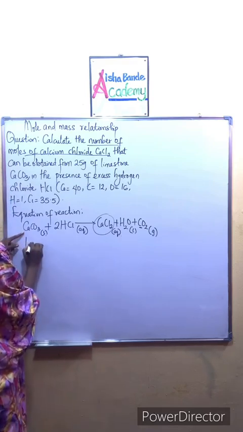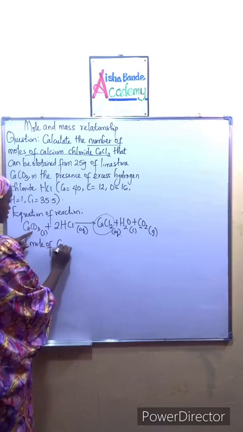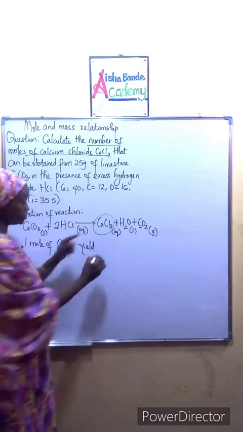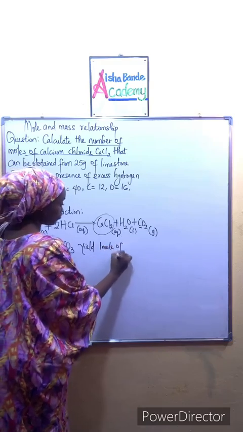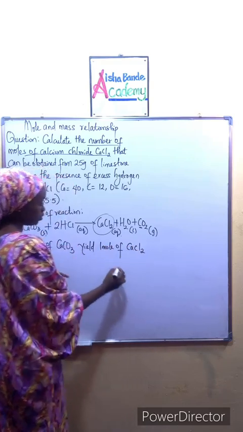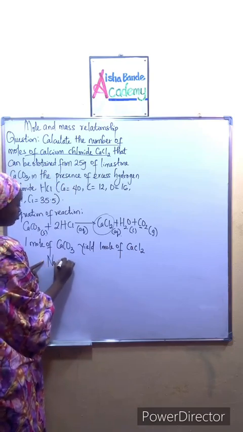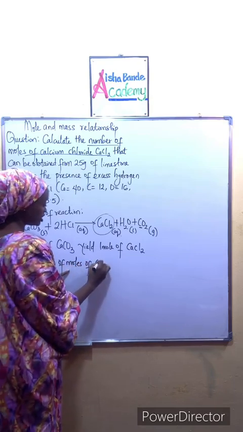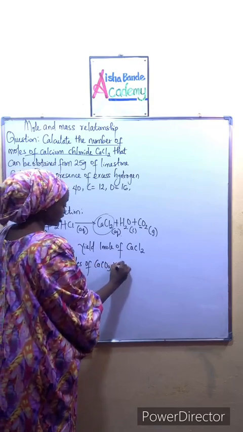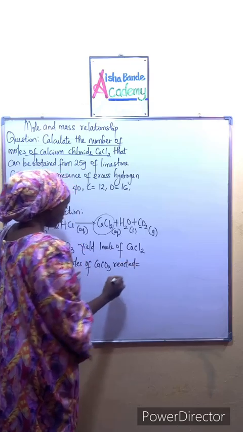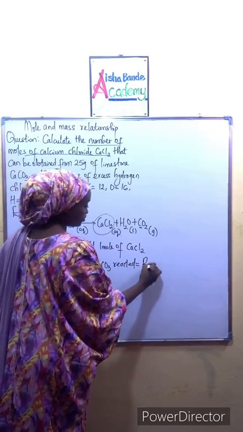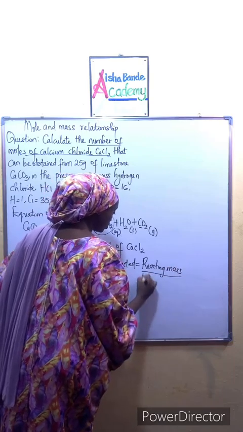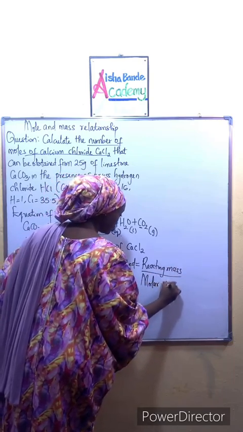So from here we can see that 1 mole of limestone, that is CaCO3, yields the product, which is 1 mole of CaCl2. Okay. So now for us to find the number of moles of the limestone, so the number of moles of CaCO3 reacted, we have a formula to calculate number of moles, which is reacting mass divided by the molar mass. So all we need to do now is substitute in the values.